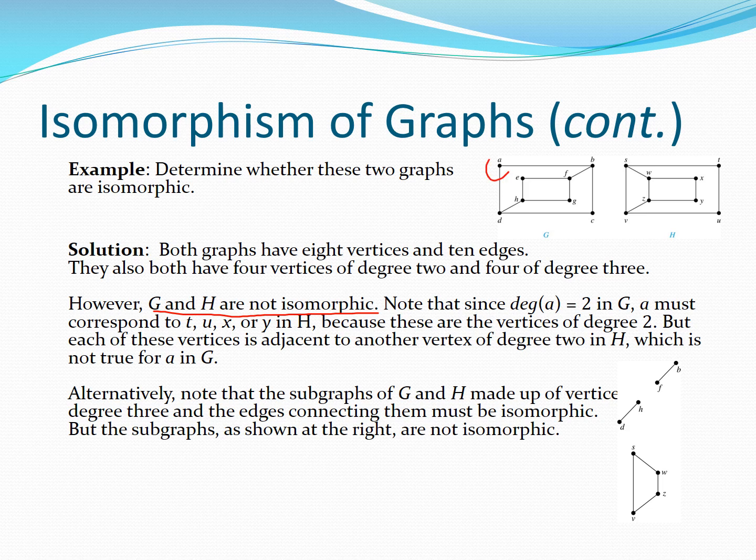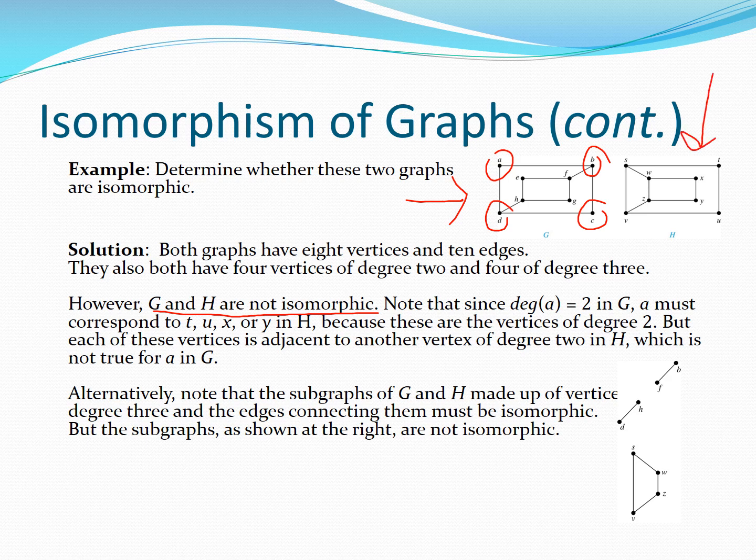There are two vertices which have degree 2, and two vertices which have degree 3. The vertex that has degree 2 is connected to two vertices which have degree 3, and the vertex which has degree 3 is connected to two vertices which have degree 2. That is what is happening in your graph G.